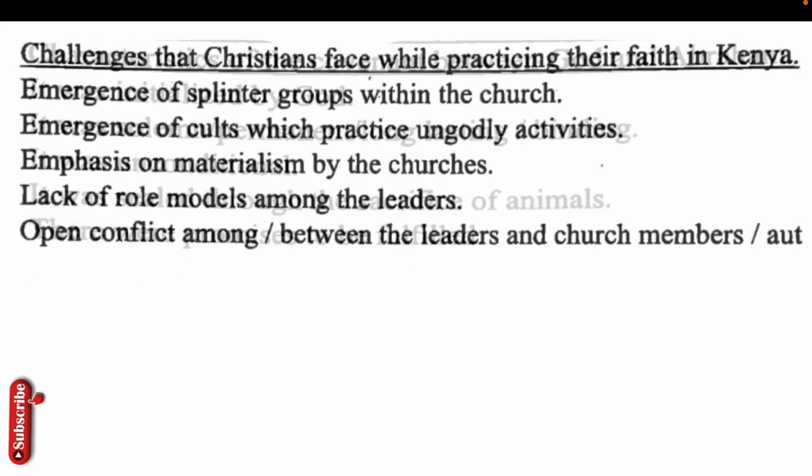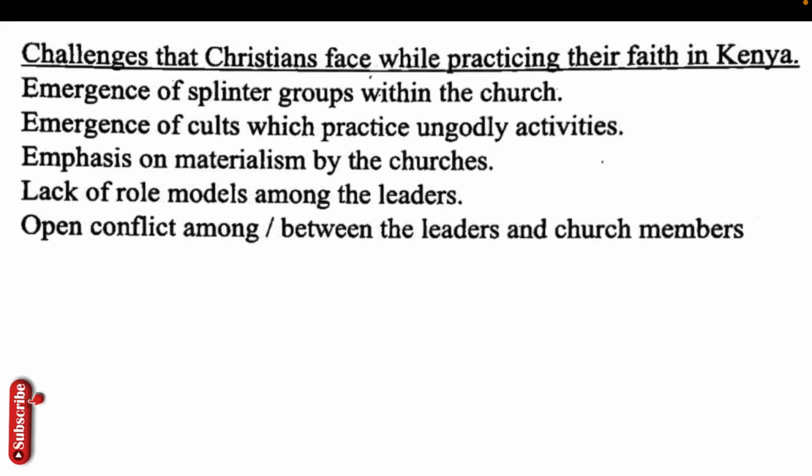Question 2c. Challenges that Christians face while practicing their faith in Kenya. Emergence of splinter groups within the church, emergence of cults which practice ungodly activities, emphasis on materialism by the churches, lack of role models among the leaders, open conflicts among the leaders, misuse of resources by the leaders, rise of state-church conflicts, confusion among Christians due to different interpretations of the Bible, church leaders not having time for all members, they discriminate against members, negative effects of mass media, permissiveness in the society and moral decadence.